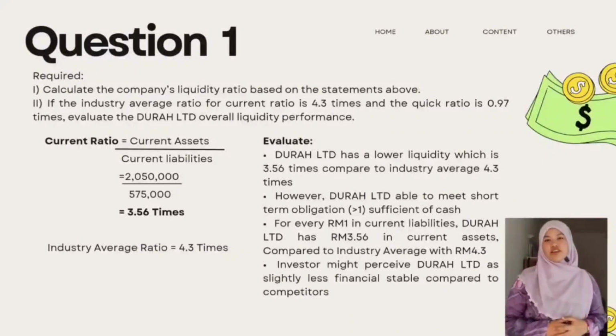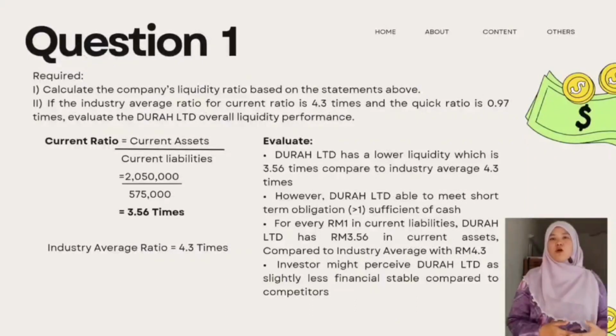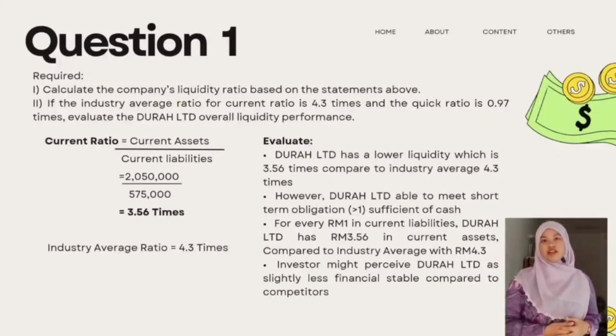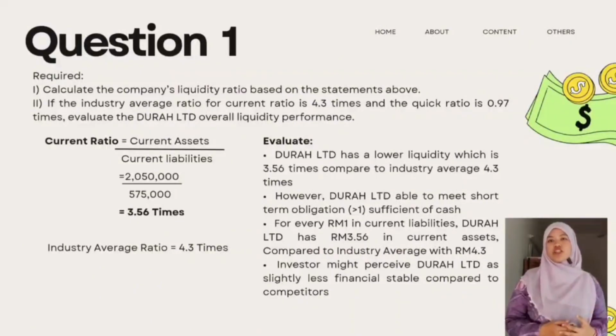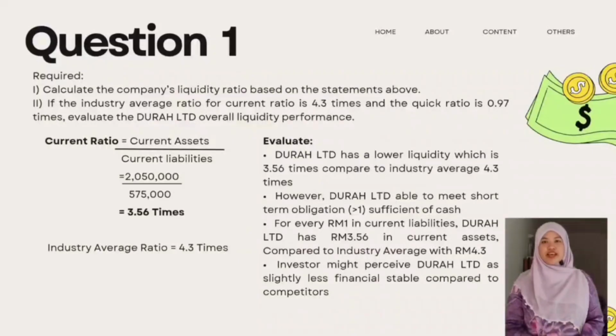If the industry average ratio is 4.3 times, we can evaluate that Dura Ltd has a current ratio of 3.56 times, which is lower than the industry average of 4.3 times. This indicates that the company's liquidity position is slightly below the standard benchmark of its sector. Despite being lower than the industry average, Dura Ltd is still capable of meeting its short-term obligations as its current ratio is greater than 1. This suggests that the company holds enough current assets to cover its current liabilities.